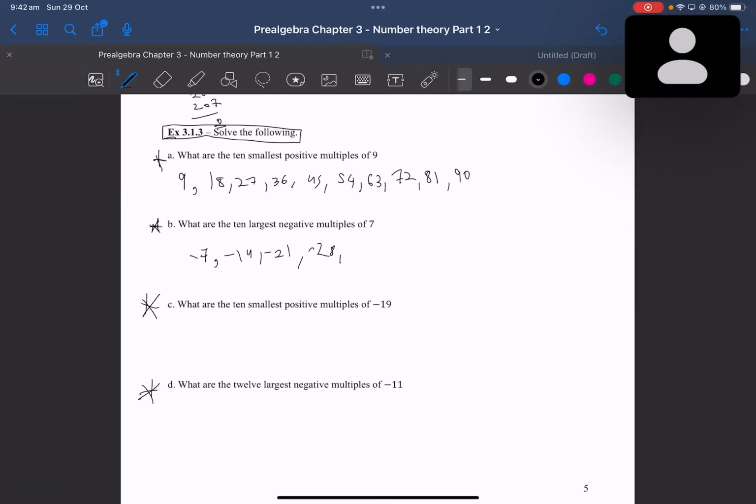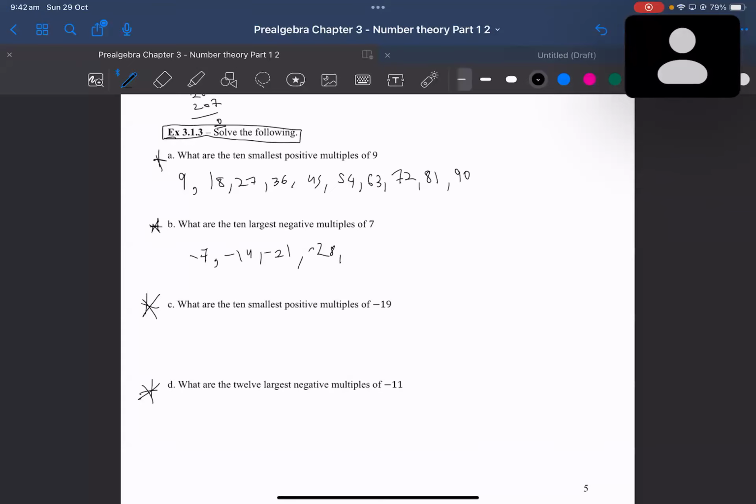Good. Okay, then we do C. Ten smallest positive multiples of -19. If you can figure out what the smallest one is, you're just counting out from there. Will be -19, -38, -57. No, positive 19. 10 smallest positive multiples. 19 positive, because -19 times -1 is positive 19. That's the smallest positive multiple.